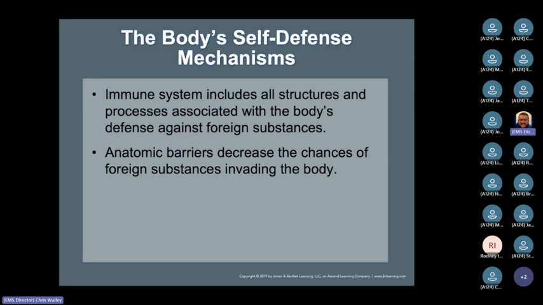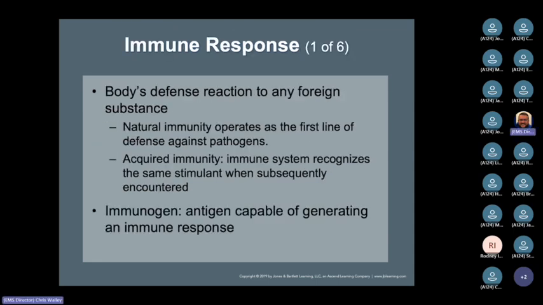The immune system includes all the structures and processes associated with the body's defense against foreign substances. Several anatomic barriers decrease the chance of a foreign substance invading the body. Some examples include skin, the hair in the upper and lower respiratory tracts, and acid in the stomach. The body's defense reaction is directed against invading microbes, bacteria, viruses, foreign bodies, and abnormal cell growth. The innate response starts first and is then reinforced by the more specific acquired response.